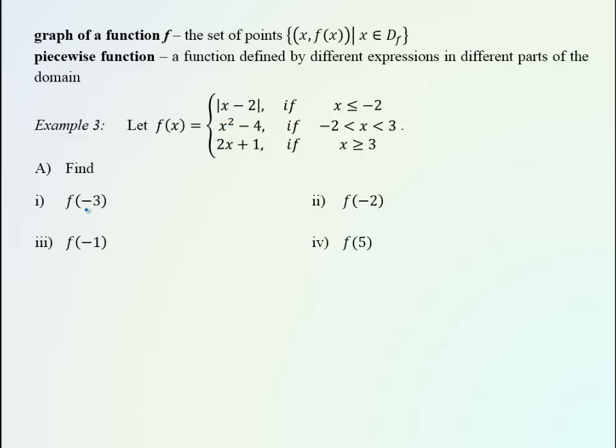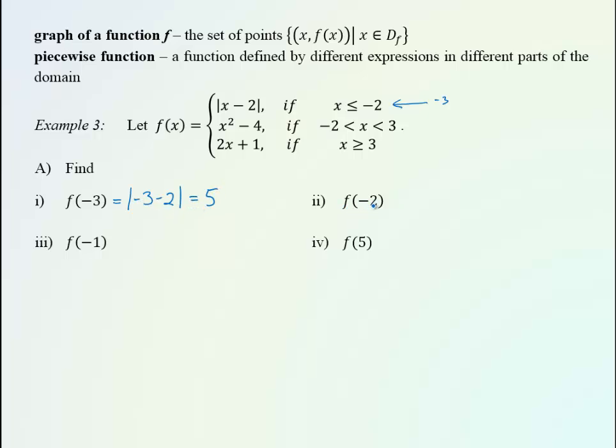So according to this notation, what is f of -3? Well, I need to detect which part of the domain -3 is in. -3 is smaller than -2, so -3 sits here. Therefore, we're obligated to follow this formula. So f of -3 is the same as the absolute value of -3 minus 2, and we evaluate this, it becomes just 5.